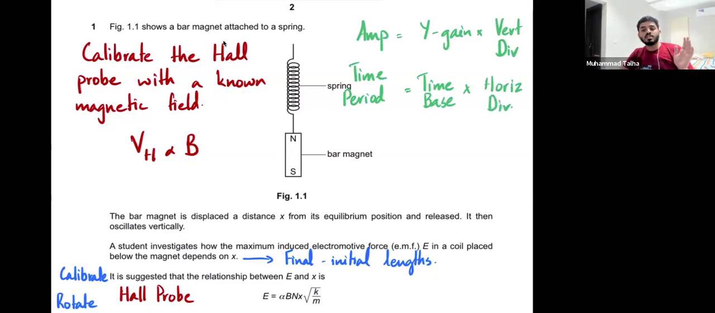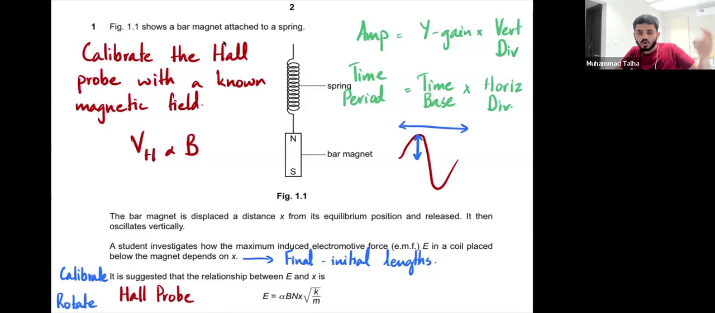So think about it like this: if you have a graph shape like this, you know the amplitude is this, so it corresponds to the vertical divisions. The time period is this, so it corresponds to the horizontal divisions. That's all the examiner wants to see. What else, guys? Anything else?